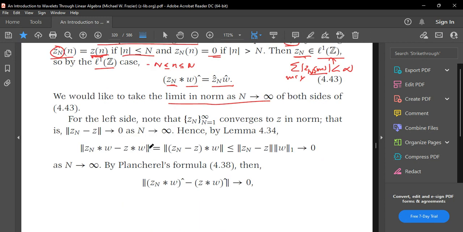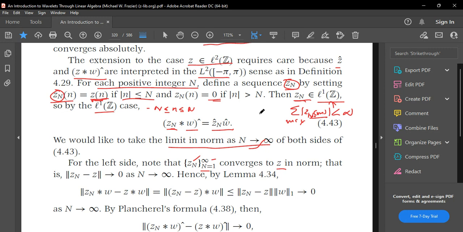For the left hand side, taking the limit as N tends to infinity, the sequence z_N defined here, N equal to 1 to infinity, converges to this z in the norm, because for z_N, for finite terms, it will be equal to z of n. As N tends to infinity, all the terms of z_N will become equal to z of n. So as N tends to infinity, z_N goes to z.